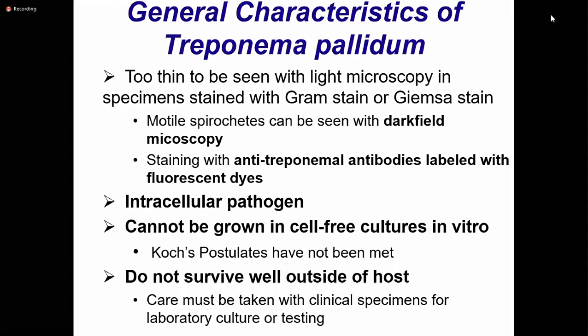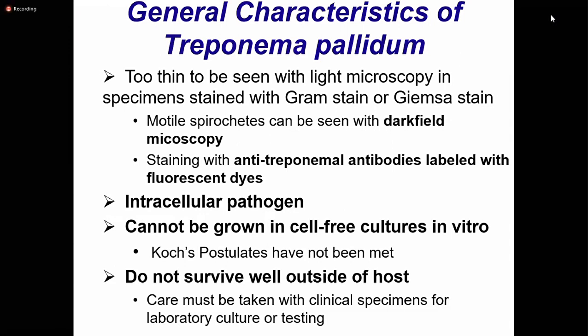Whether you stain it with what we call a Giemsa stain or Gram stain. Motile organisms can be seen with what we call a dark field microscope, and then stained with some antibodies labeled with fluorescent dye. So the main detection of Treponema in the lab needs a fluorescent microscope. We take the antibodies and then add labeled antigen. If the antibody is similar to the antigens, the fluorescence will appear, so it gives you a positive reaction.